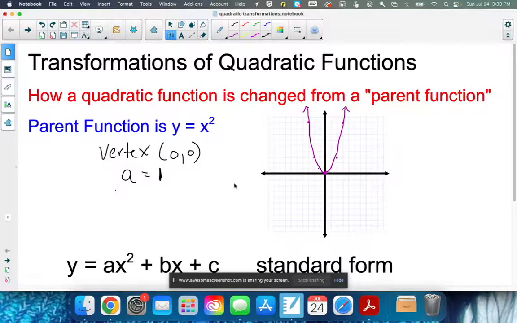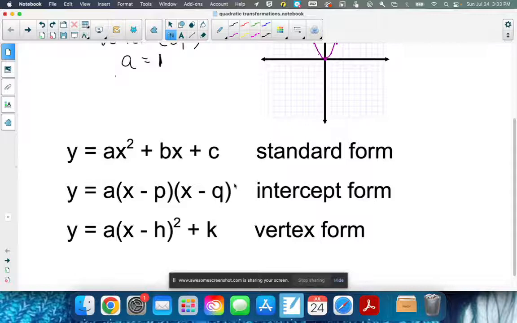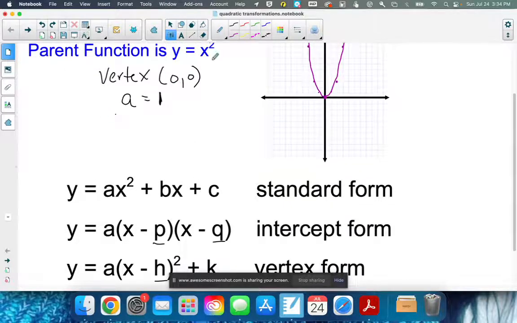Okay, so let's take a look at all three forms just as a reminder. You've got standard form, y equals a x squared plus bx plus c. Then you've got intercept form, which is y equals a times (x minus p) times (x minus q), where p and q are your x-intercepts. And then you've got y equals a times (x minus h) squared plus k, where (h, k) is your vertex. It's just a reminder of how all three are written. And all three of them have the same parent function, y equals x squared, where the vertex is (0, 0) and a equals 1.